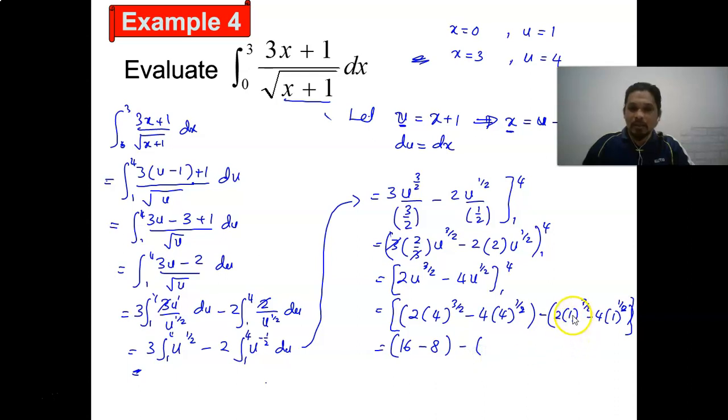Minus, okay, 1 to the power of 3 over 2 is still 1. 1 times 2 equals 2, minus the square root of 1, which is 1, times 4 equals 4. So 16 minus 8 equals 8. 2 minus 4 equals negative 2. Negative times negative is positive. So then 8 plus 2 equals 10.